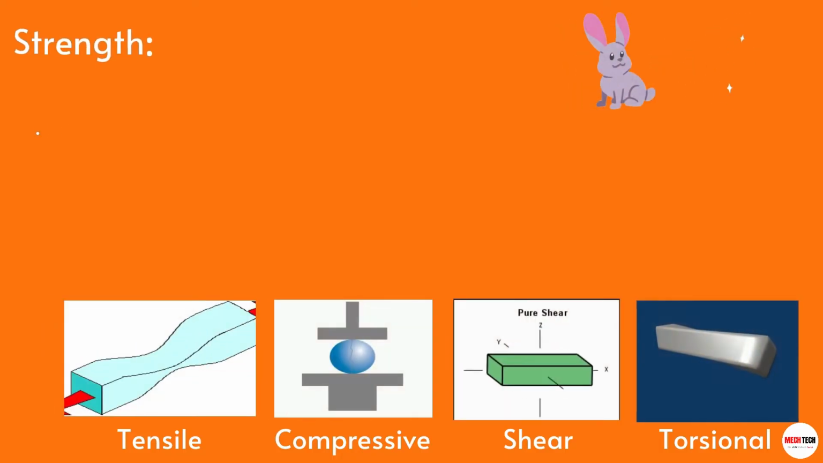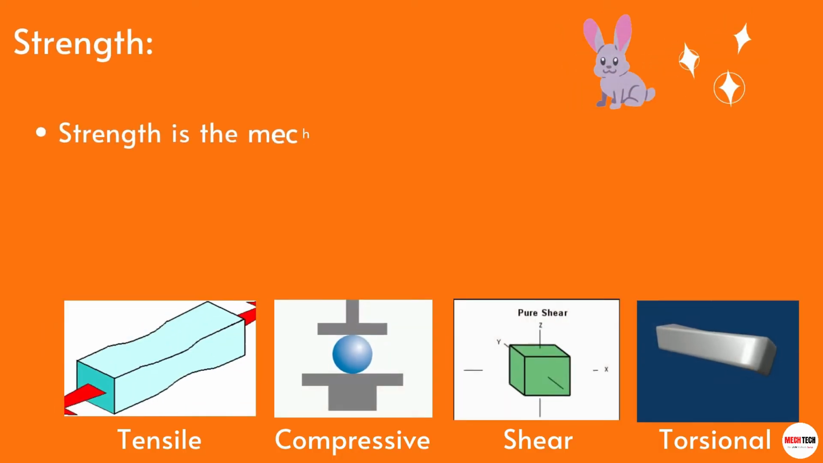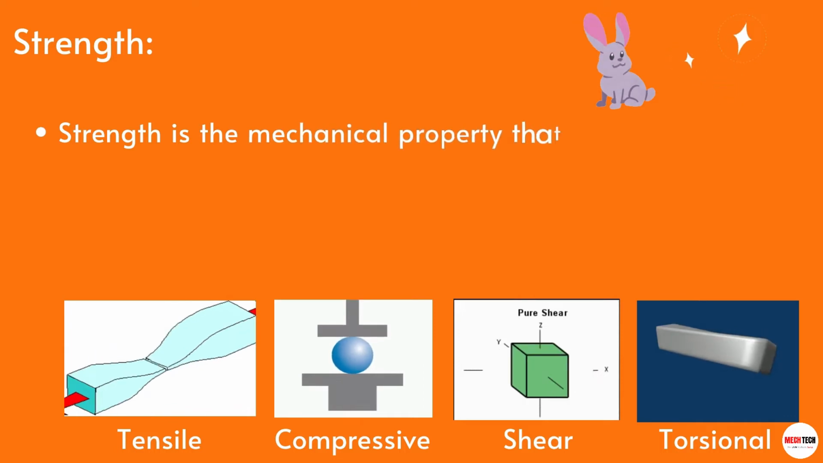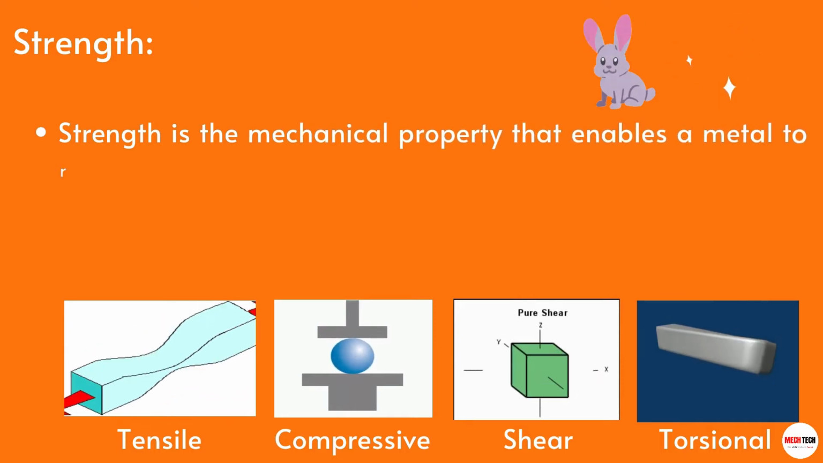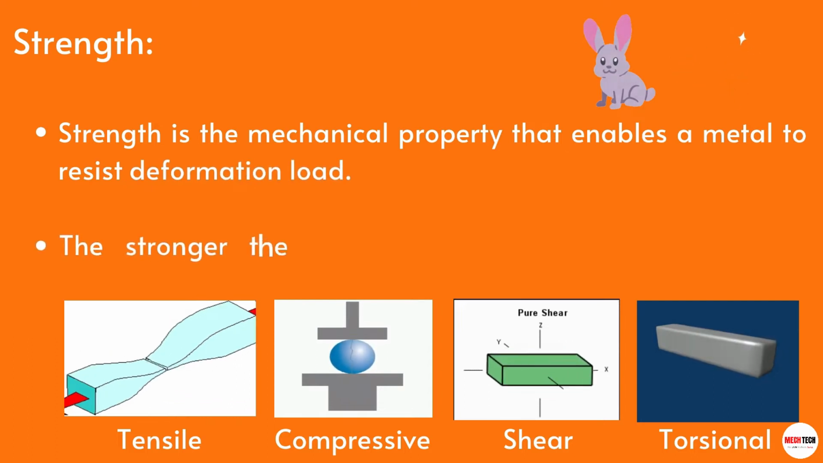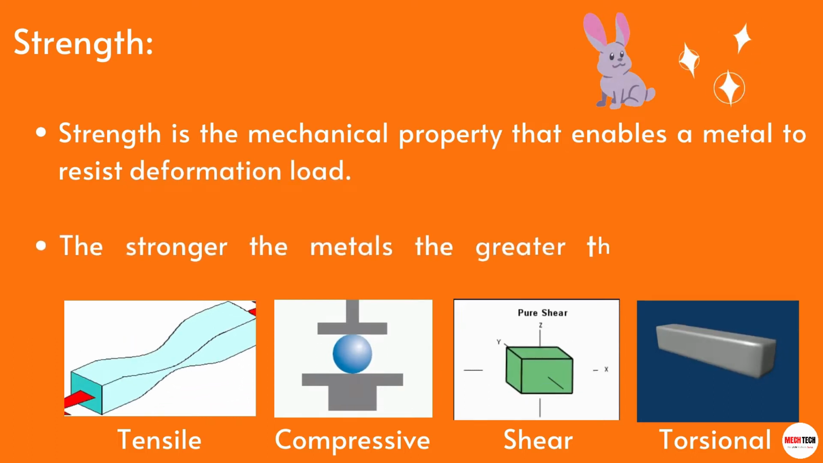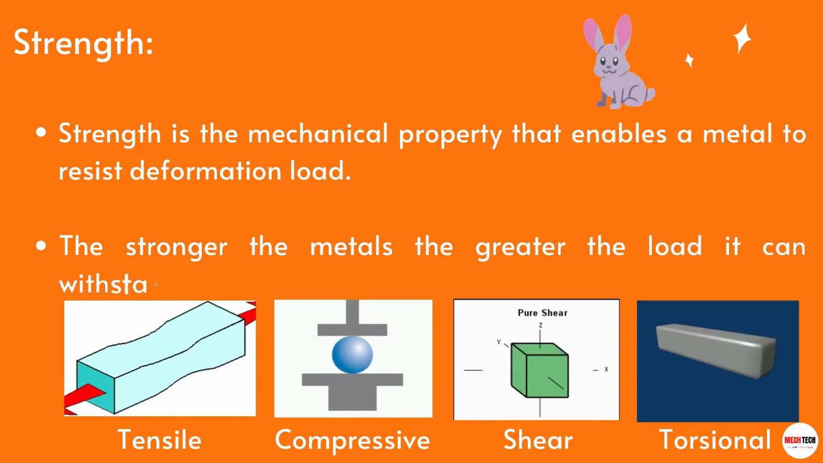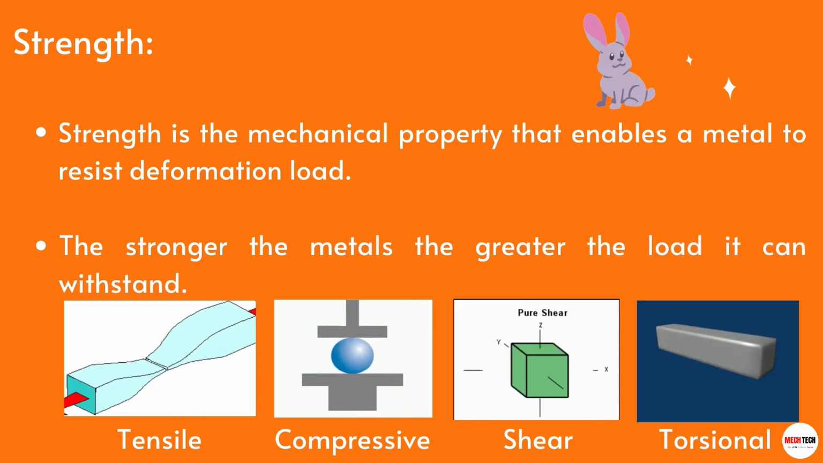Strength. Strength is the mechanical property that enables the metal to resist deformation load. The stronger the metals, the greater the load it can withstand. Some examples of strength are tensile, compressive, shear, torsional, etc.